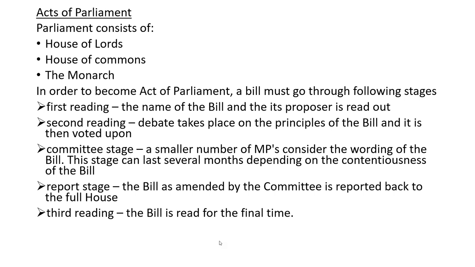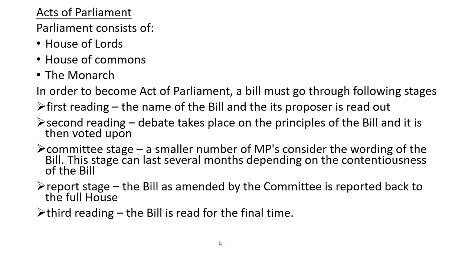So about the changes, there is always voting. If there are maximum votes asking for a bill or certain principles of the bill to be changed, then they will be changed. Then comes the committee stage. The committee stage comes after the second reading. A smaller number of MPs, MP stands for members of parliament, consider the wording of the bill. The stage can last several months depending on how contentious the bill is.